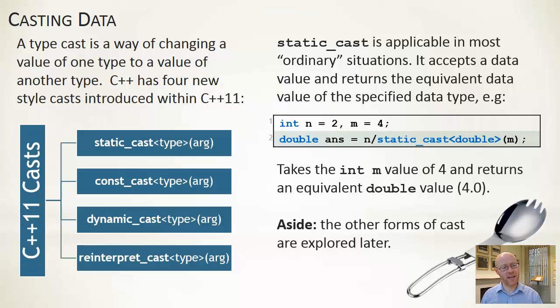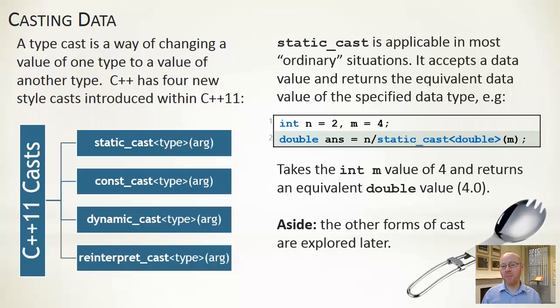So they are static cast, const cast, dynamic cast, and reinterpret cast. When we're looking at classes, we'll look at these in more detail. I only want to look at one at this point in time, a static cast, which is, as I say, applicable in most ordinary situations. Most meaning that if you're dealing with primitive data, then this is probably the one you want to use.